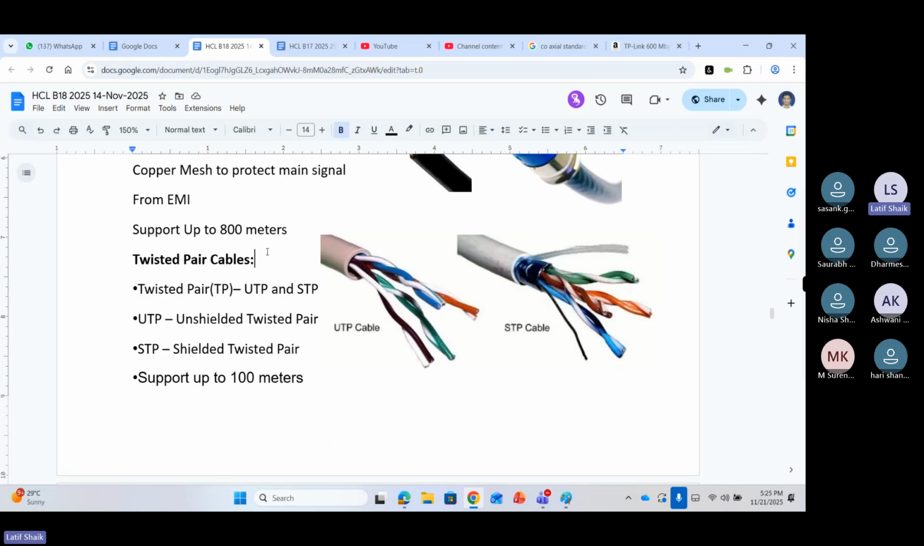Now an important one is the twisted pair cable. What is the twisted pair cable? UTP and STP cables are twisted pair cables: unshielded twisted pair cable and shielded twisted pair cable. Unshielded twisted pair cable does not have additional shielding, but shielded twisted pair cable has extra shielding, like your coaxial cable has a copper mesh shielding. In the same way, STP cables also have a copper mesh shielding.